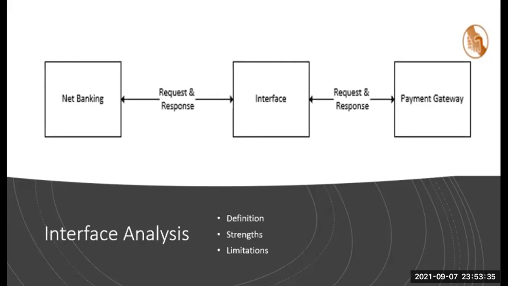So interface analysis requires a bit of technical understanding as well. When two systems are connected, they can be connected through APIs, application programming interfaces, or through message queues, or through JMS messages, or through direct database pull. So there are different ways in which two systems can be connected.